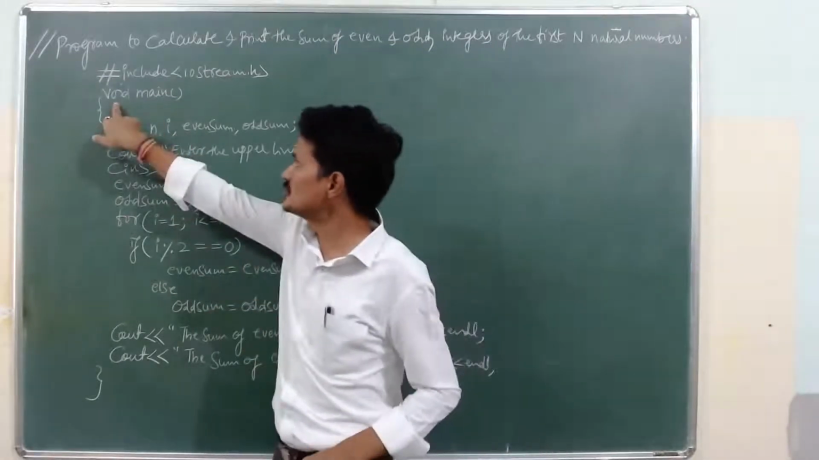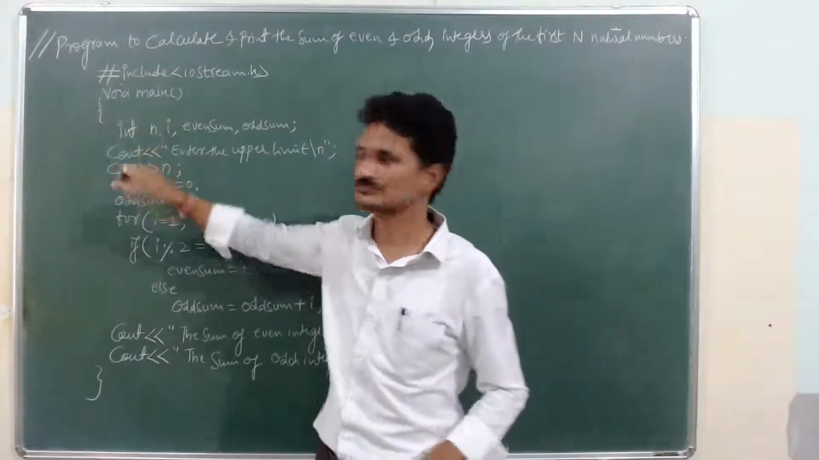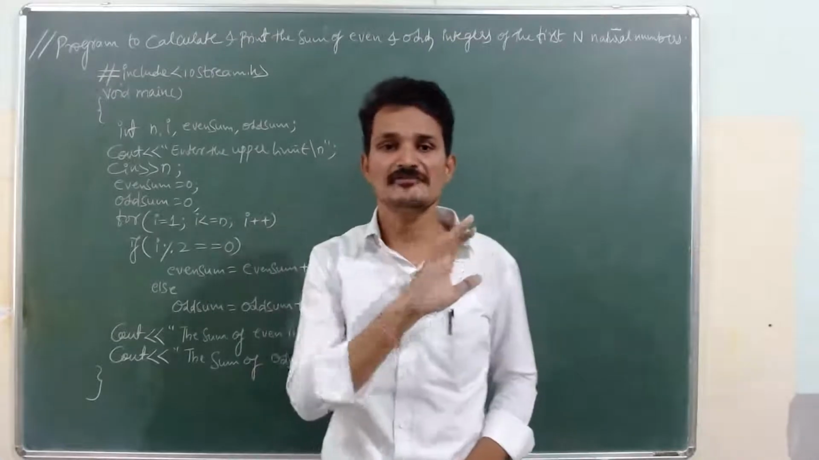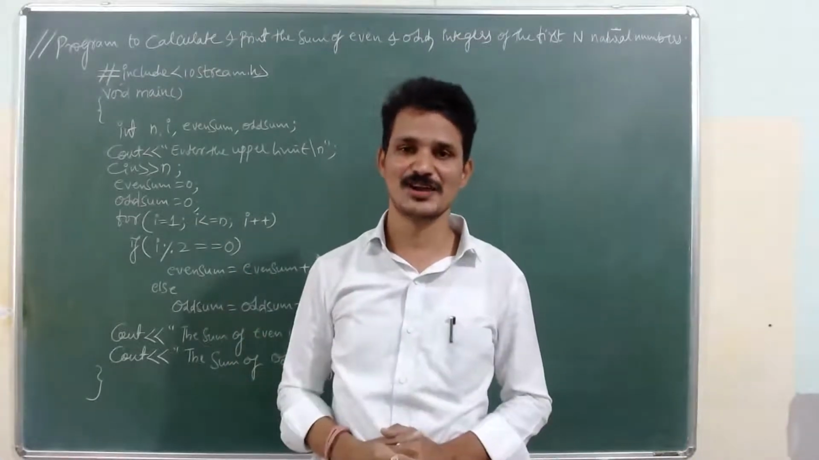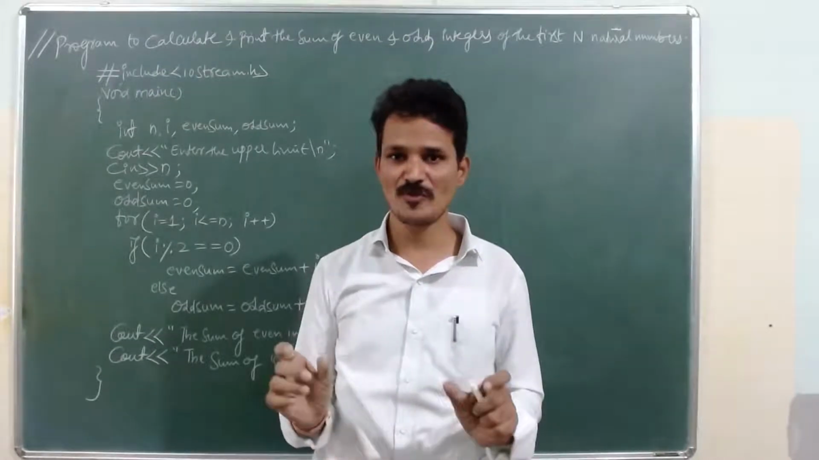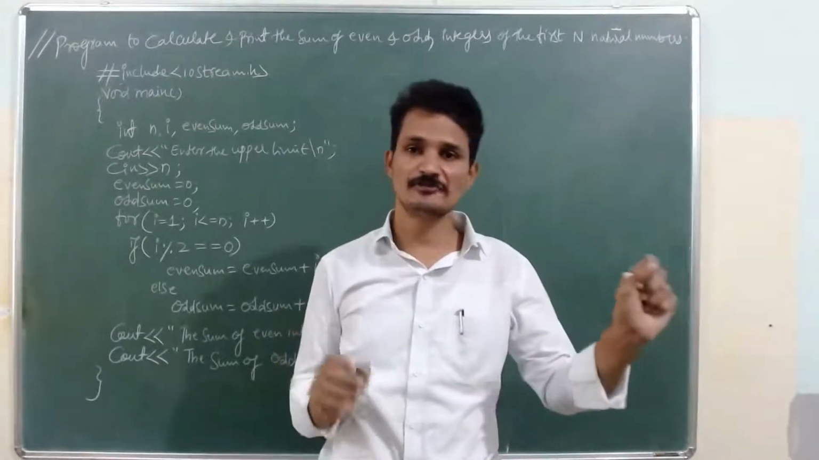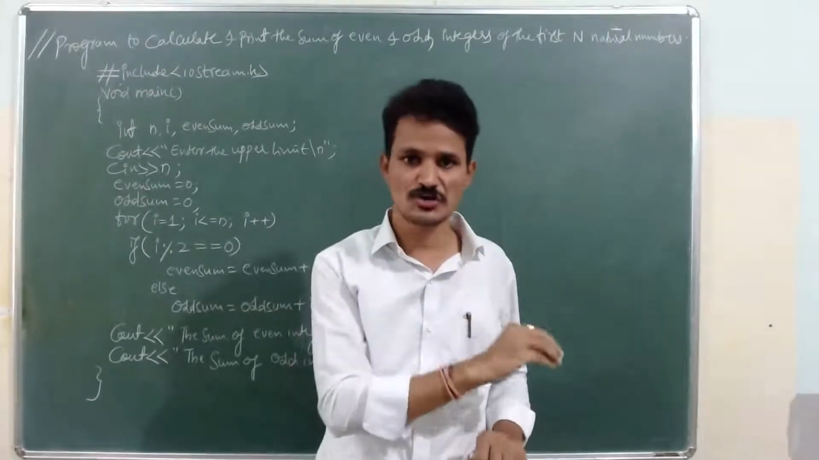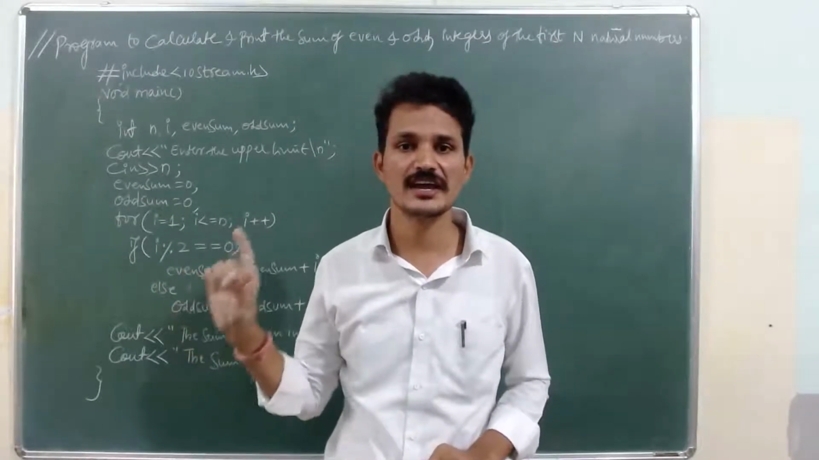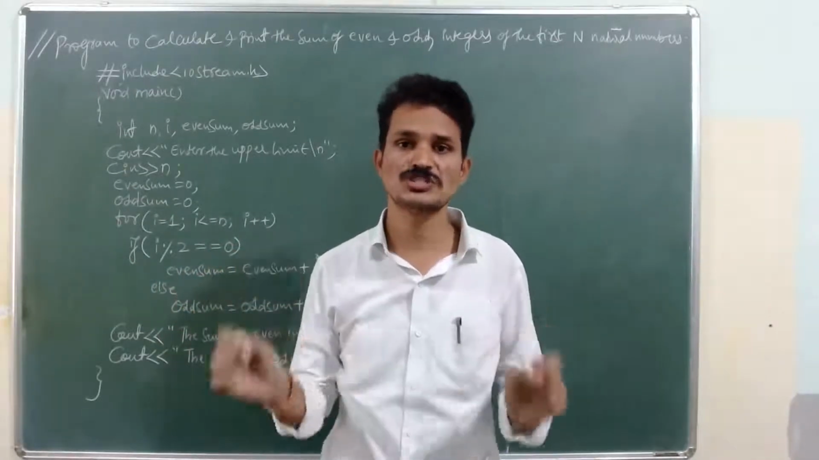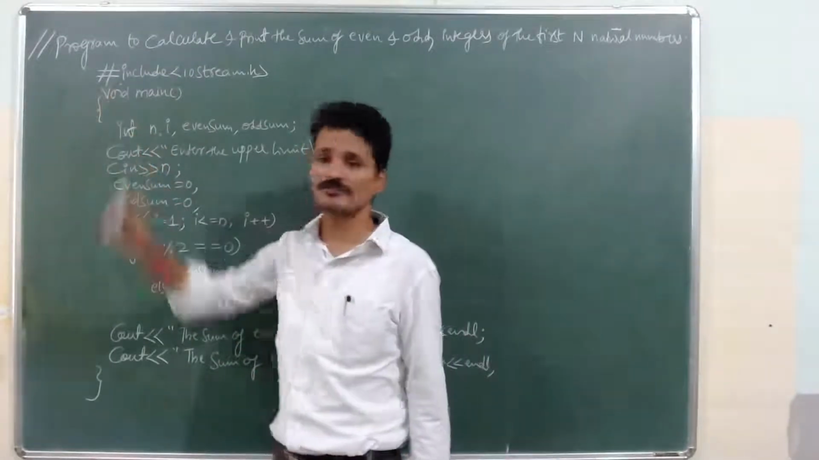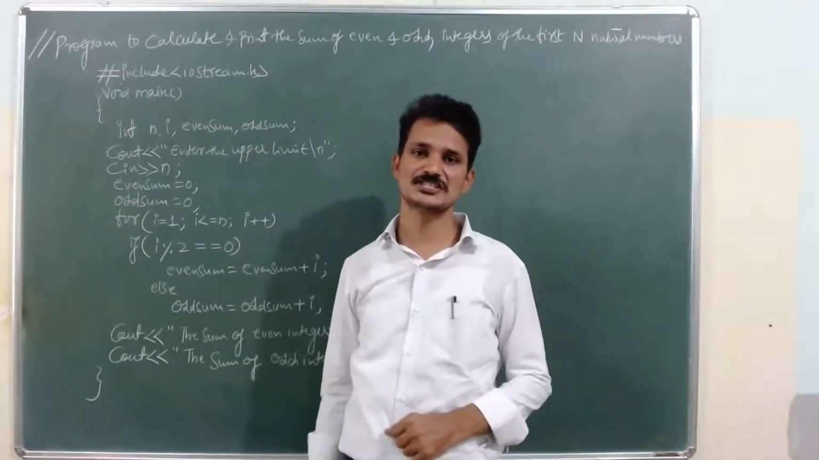If you are going with the void main function, at that time the main function does not return any value. The difference is, if you are going with only main, the main function should return a value. If you are going with void main, the main function does not return any value. This is the most important point you need to remember. This open curly bracket indicates the beginning of your C++ program.